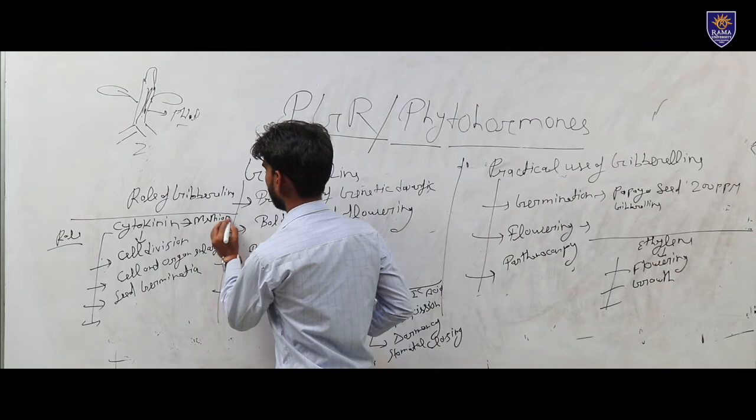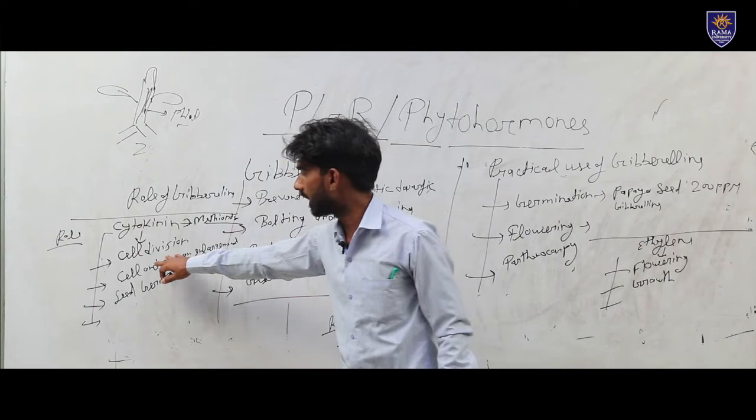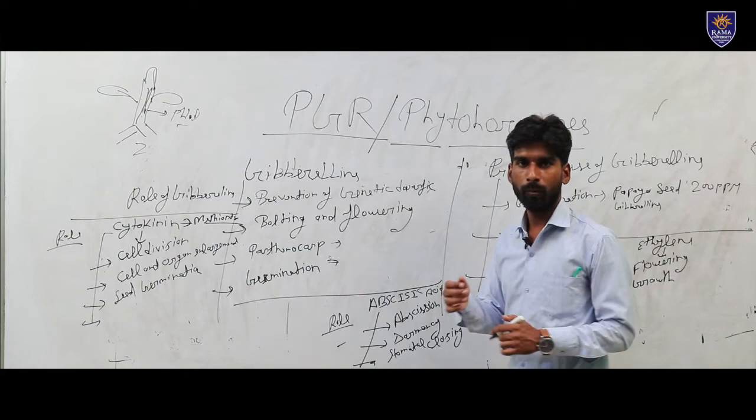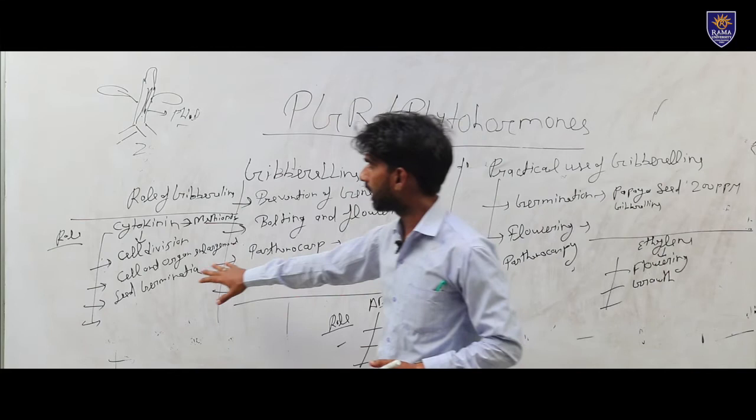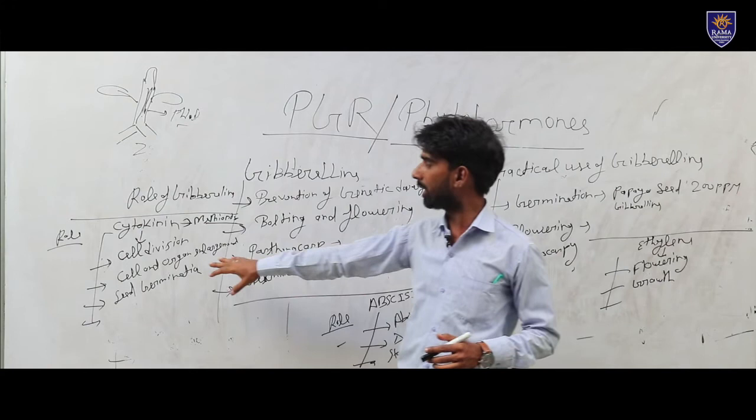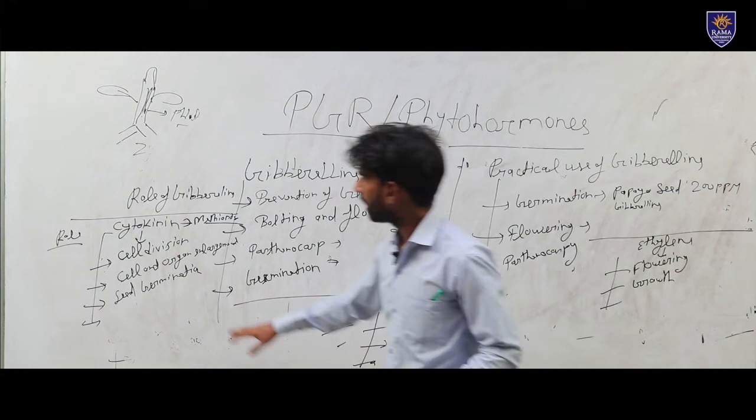And it helps in cell division, especially in fruit crops. Second is cell and organ enlargement. When the plants are growing, after some time we use cytokinin, for example in tissue culture. Tissue culture means we take the tip portion of plant parts and multiply them in lab conditions. And third is seed germination. It also helps in seed germination. This is the cytokinin role.